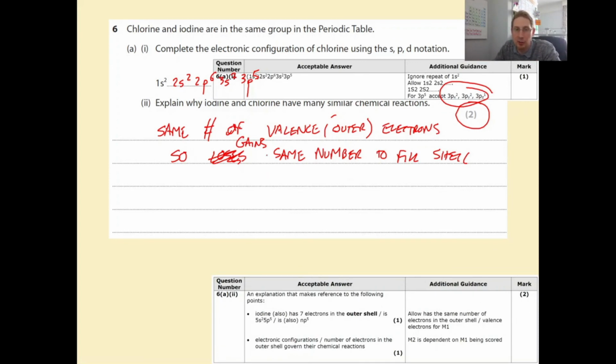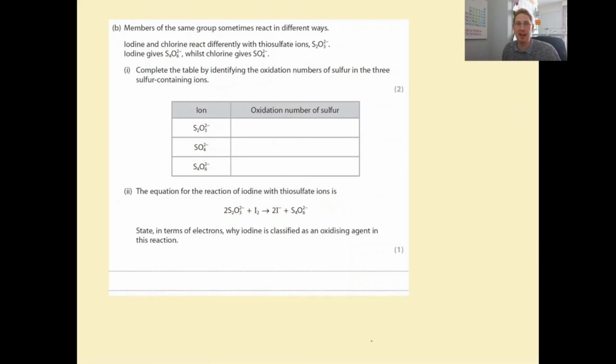Iodine also has 7 electrons in the outer shell, so the electronic configuration, the number of electrons in the outer shell, govern their chemical reactions. Possibly would have got 2 marks for that. Not quite sure there. And now, same number of electrons in the outer shell, valence electrons for the mark 1. What I haven't really said was that the number of electrons governs the chemical reactions, but I have said gains the same number, so I'm not sure whether that would have got a mark in reality.